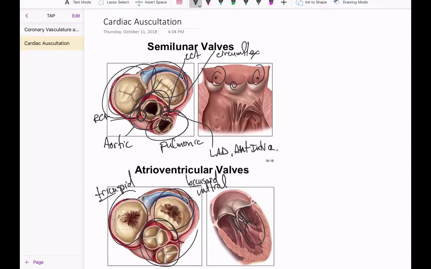And so the lub is, again, the atrioventricular valves closing, and the dub is the semilunar valves closing.